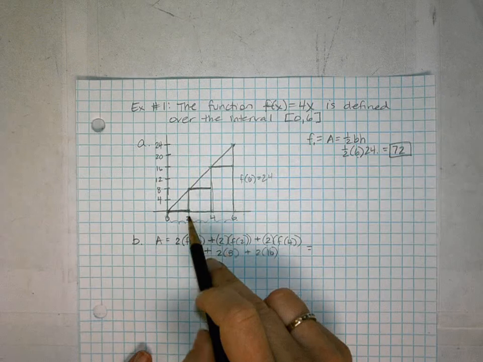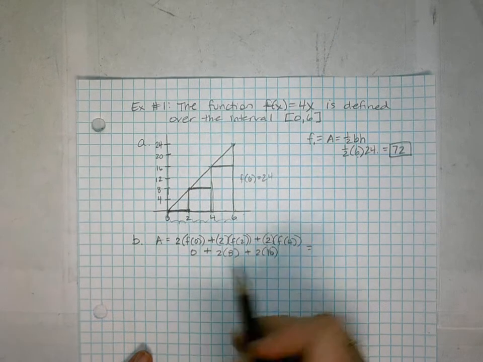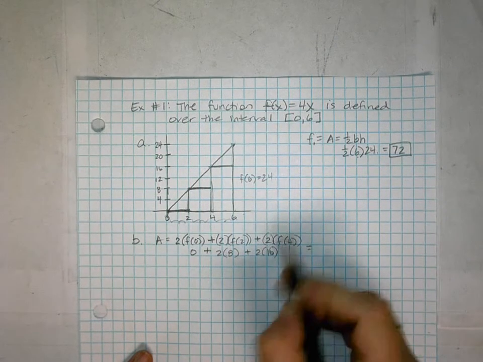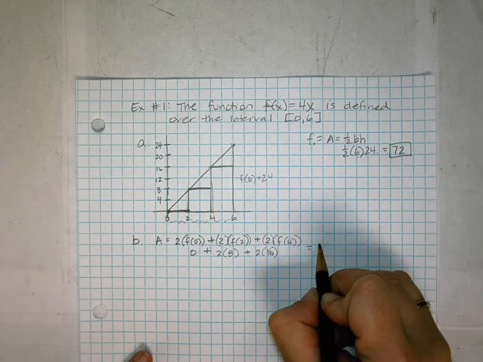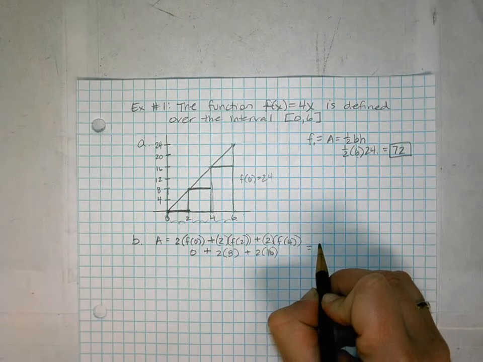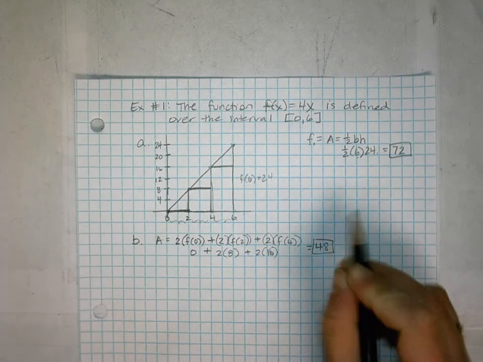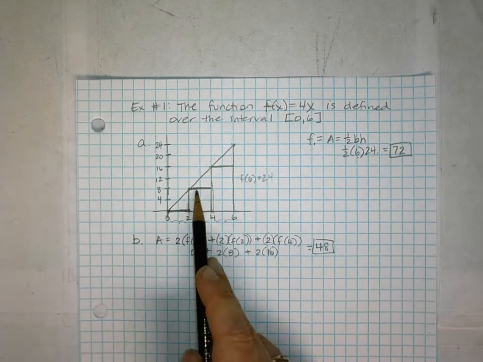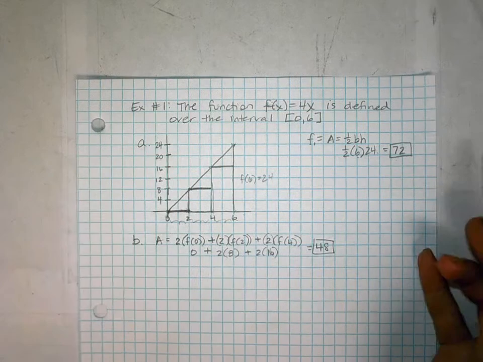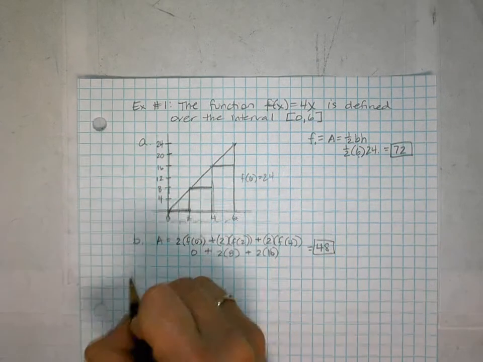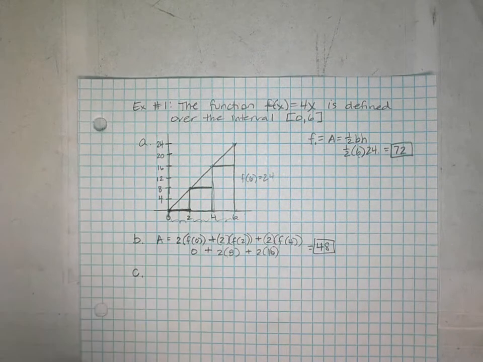We're finding the area with 3 subintervals with left endpoints, and we end up with 16 plus 32, which is indeed 48. Now, we knew ahead of time that this was going to be underestimating this area. And you can tell it's pretty way under in terms of estimate.